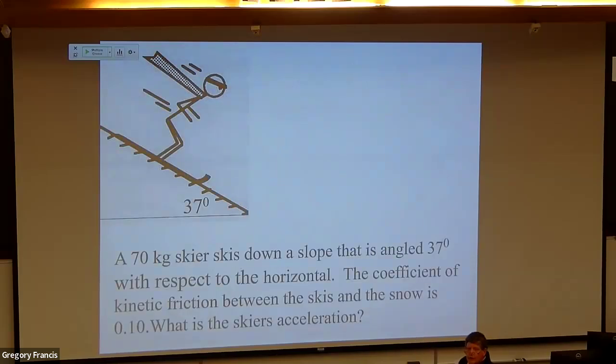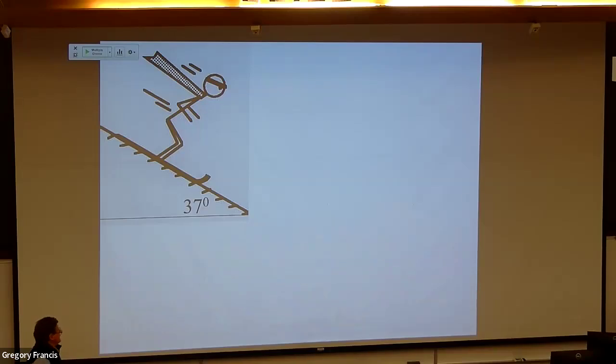You're going to have several problems like this one here. Indeed, one of your problems is almost identical to this problem. You've got a skier coming down an incline of 37 degrees. Her mass is 70 kilograms, and the coefficient of kinetic friction between the skis and the snow is 0.1. And we want to know, what is her acceleration? That's what we know, mass and mu K. We know the direction of the acceleration. It's down the ramp if she's speeding up. But how big is it?